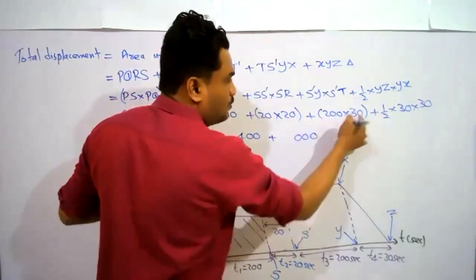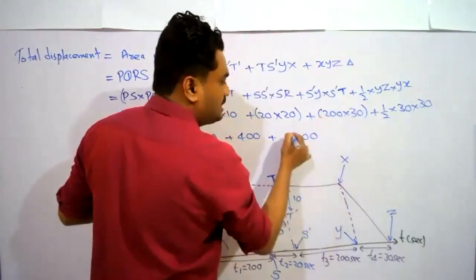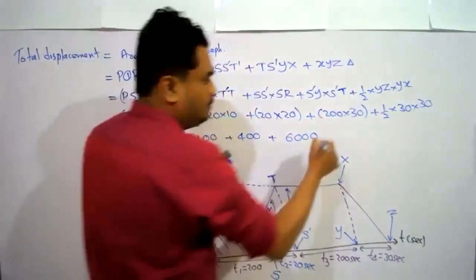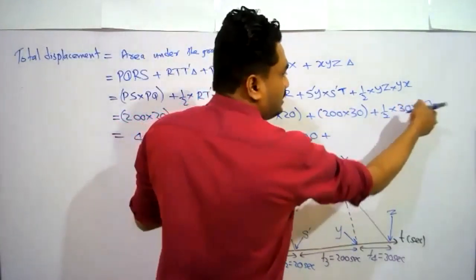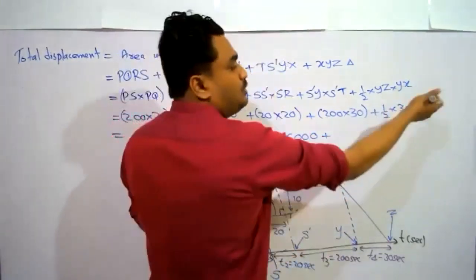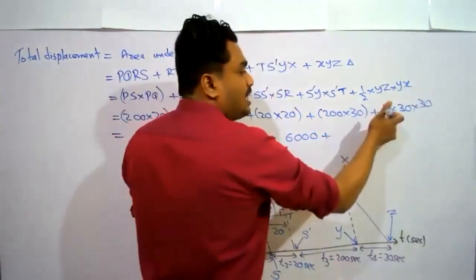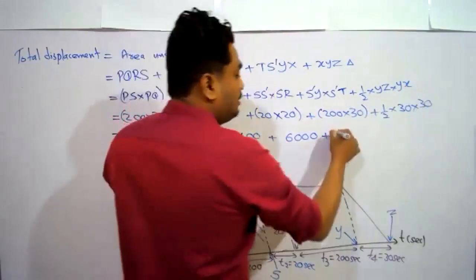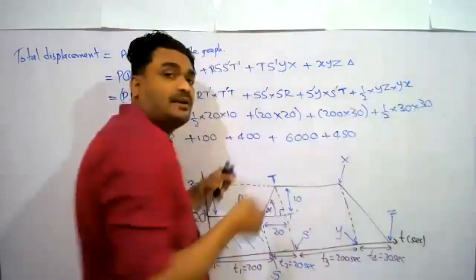Three zeros, 3 times 2, 6,000. Plus 30 into 30, 900, divided by 2. Half into 900 is 450.